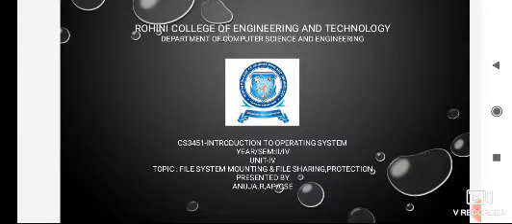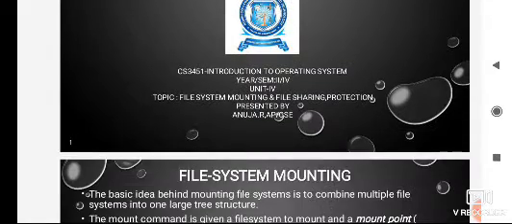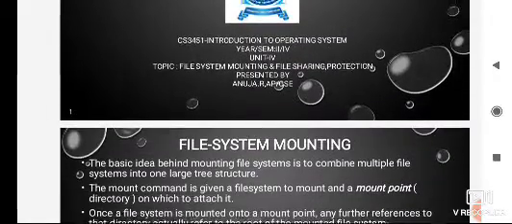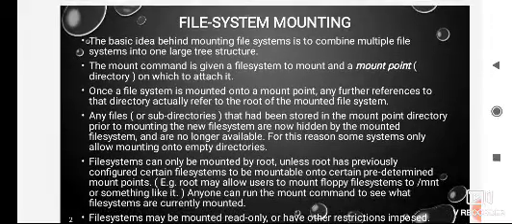CS3451 Introduction to Operating System, File System Mounting and File Sharing and Protections, presented by Anuja, APCSC, Rohini College of Engineering and Technology. File system mounting.